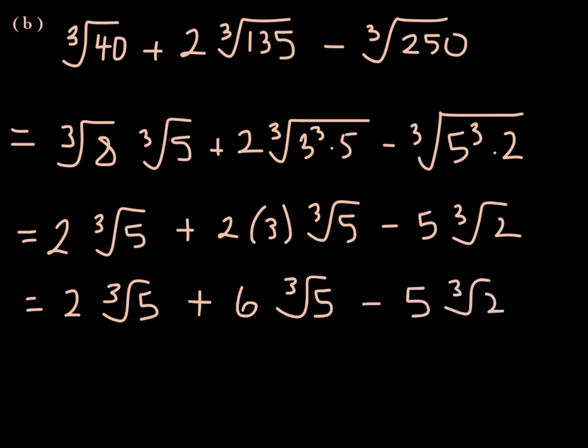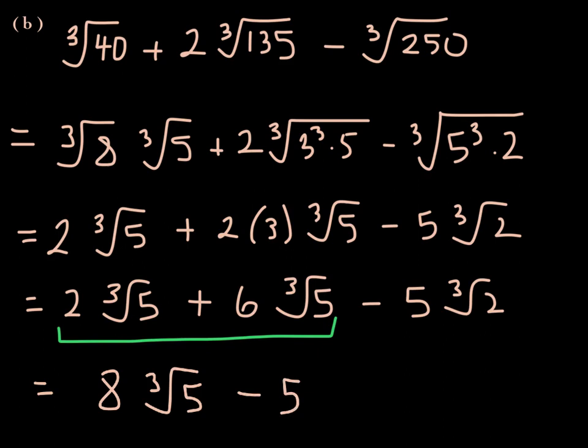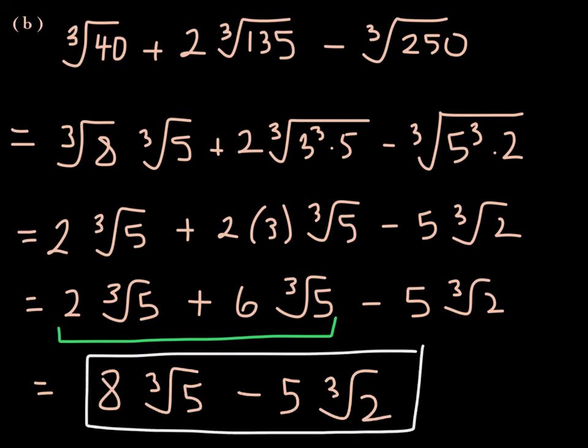All right, each radical has been simplified, but notice that the only like radicals are the first two, because their radicands are the same, but this radicand is different. So these are the only two that you can combine. Now, remember how to combine like radicals is by adding or subtracting their coefficients. 2 plus 6 gives you 8. Keep the common or the like part, bring down this last term over here. So your final answer is 8 times the cube root of 5 minus 5 times the cube root of 2.